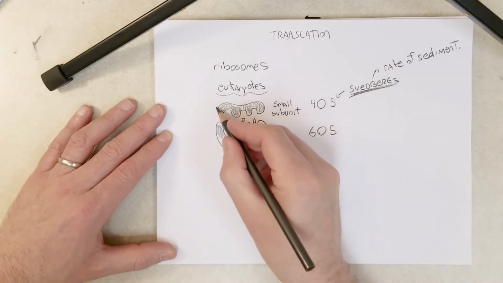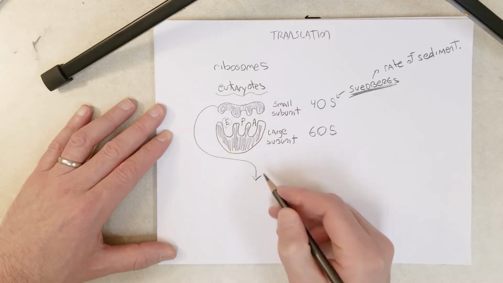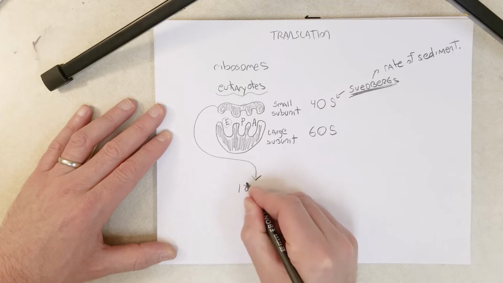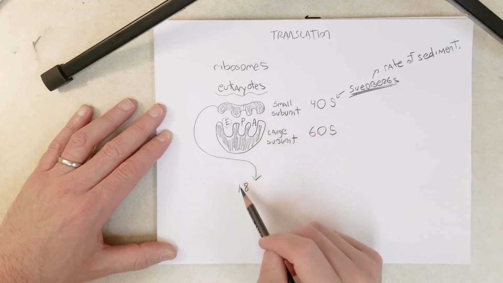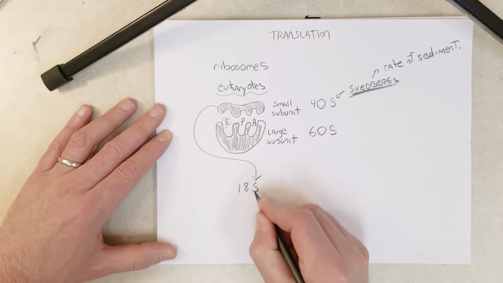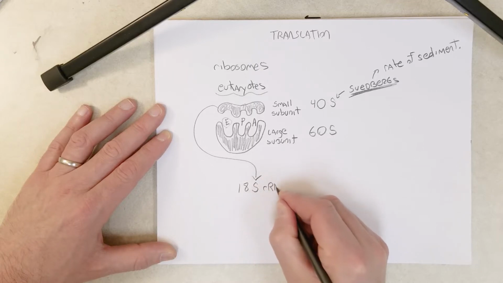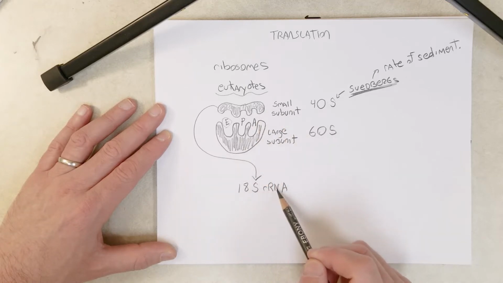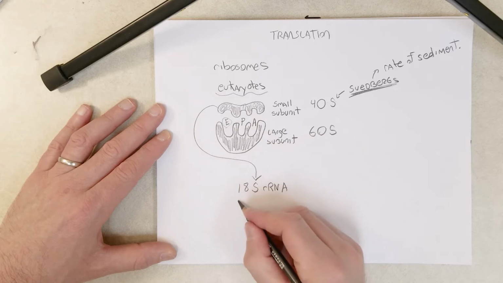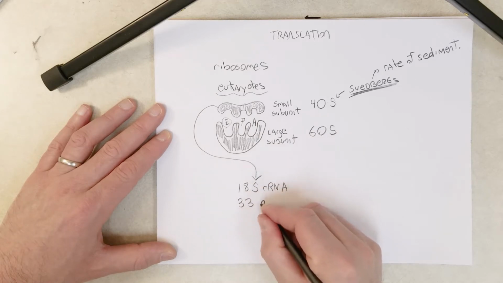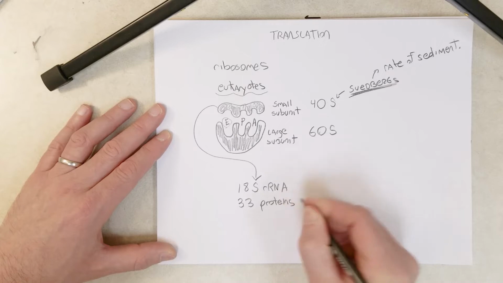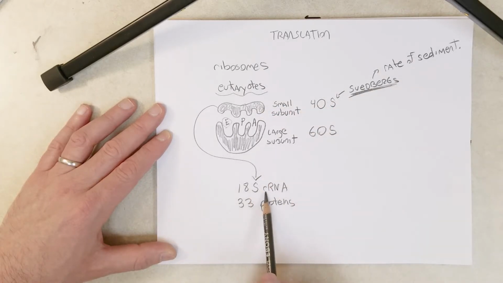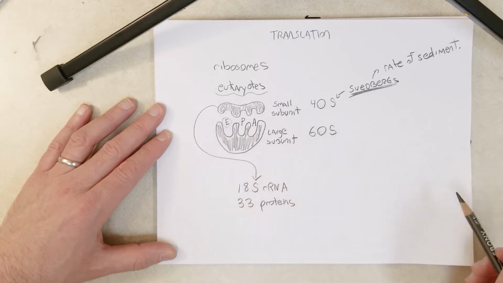Now the small subunit is made up of proteins and RNA molecules. The RNA molecule in the small subunit is called the 18S ribosomal RNA. In addition to the 18S ribosomal RNA, there are 33 proteins. So that's a lot of proteins in the small subunit.